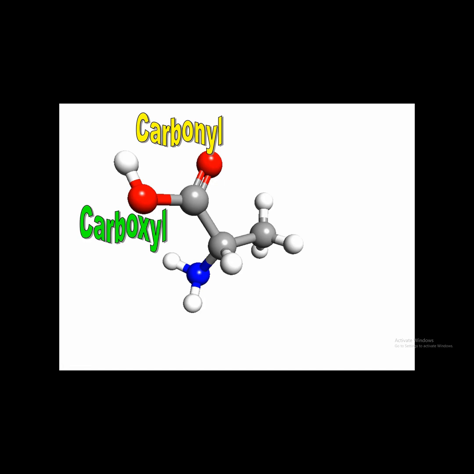So all amino acids also have an acid group, and that acid group is called a carboxyl. Again, a carboxyl is an OH group attached to a carbonyl. So this entire structure then would be considered a carboxyl. Amino acids all have an amine group, and the amine group consists of a nitrogen atom bonded to hydrogen atoms or carbon atoms.